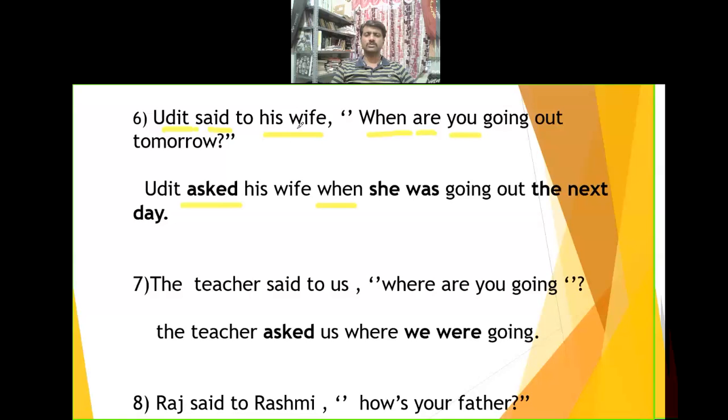Yes, he is talking to his wife. You means, yes, wife, obviously she. And it is in the present tense. You have to take the past tense, so are becomes was. Why was? She was, not were, because she is singular. So, she was going out the next day. Tomorrow, you have to change it. You have to change it as next day.